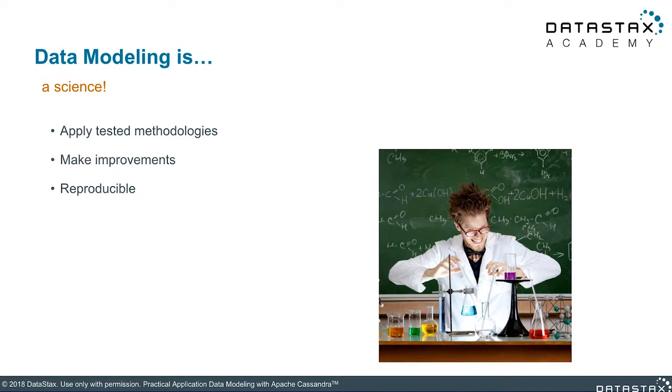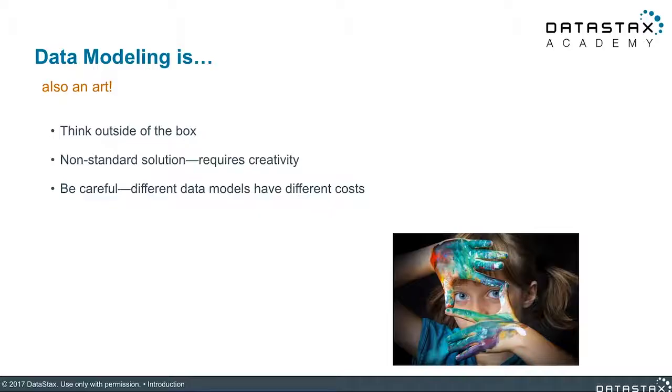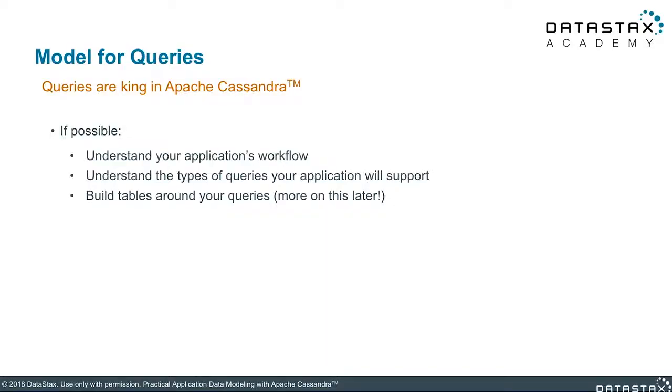Now, there's definitely a science to data modeling. We can apply proven methodologies and repeatable processes to consistently produce high-quality models. But at the same time, there is also an art to data modeling because there are multiple ways to solve design problems. There are multiple valid approaches and data modeling patterns that we can apply, and finding the right solution requires both creativity and persistence. This is why understanding the queries you need to support is so important. One of the key principles of Cassandra data modeling is to design tables that support the queries your application will need to support.